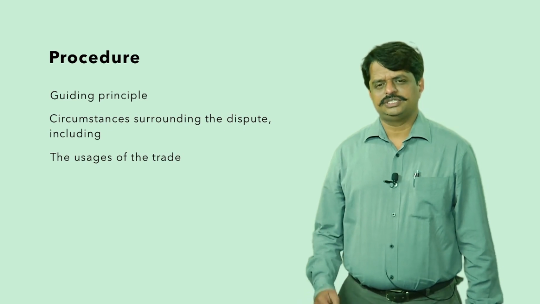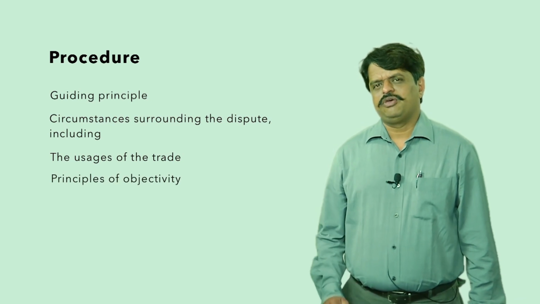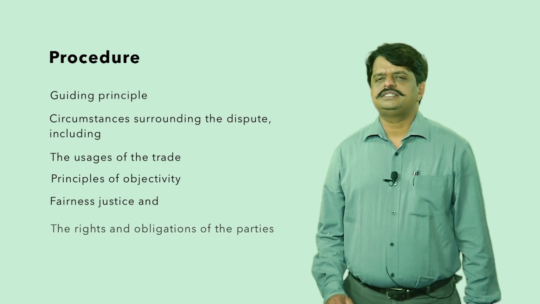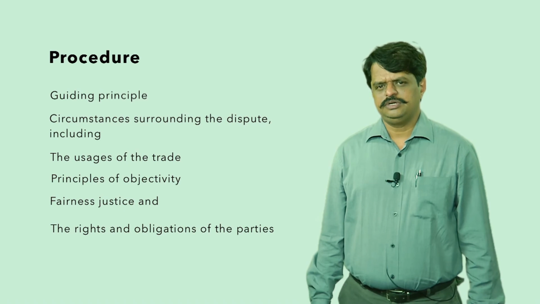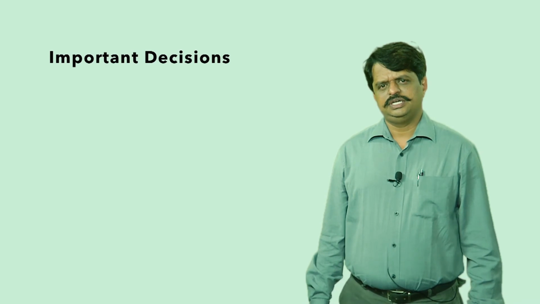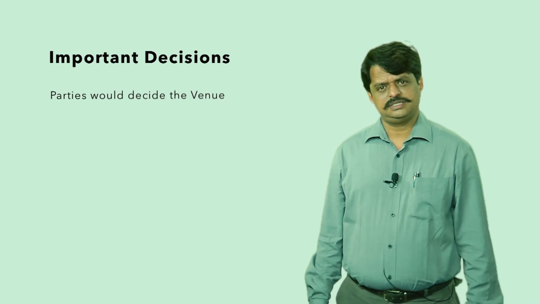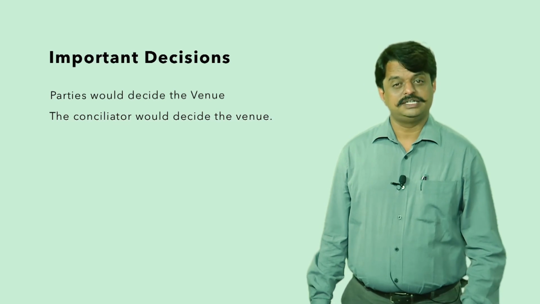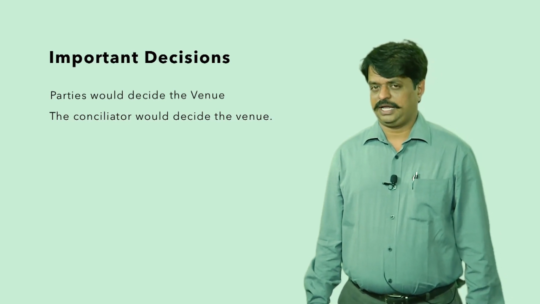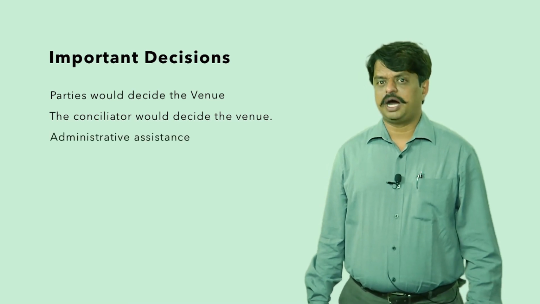In addition to that, the other three things that should be considered are principles of objectivity, fairness and justice, and the rights and obligations of the parties. This is how the conciliation would be worked out, and all the decisions relating to conciliation are always taken by the parties, and if parties fail to come to a consensus, then it is the conciliation officer who takes the decisions by consulting the parties. So, he does not act as an authority over them, but he acts as an assistive partner to them.